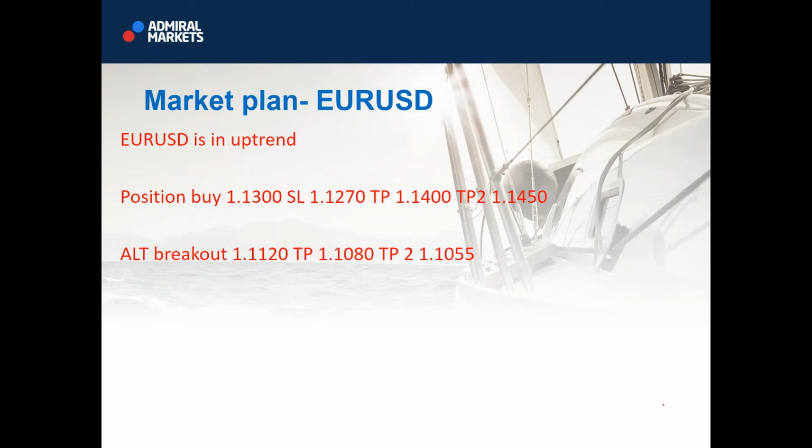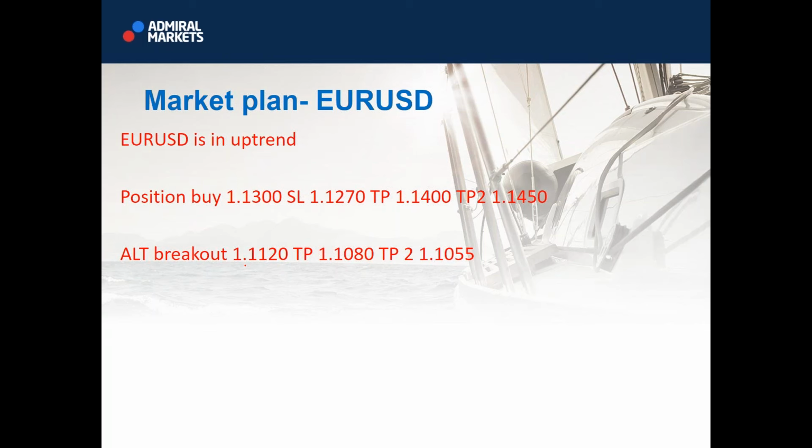And this is the plan for today, tomorrow, and possibly it can extend to 2 days after today. So euro dollar uptrend, position buy 1.1300. I think euro dollar should go up more to the upside. 1.1270 stop, 1.14 target, 1.1450 is TP2.